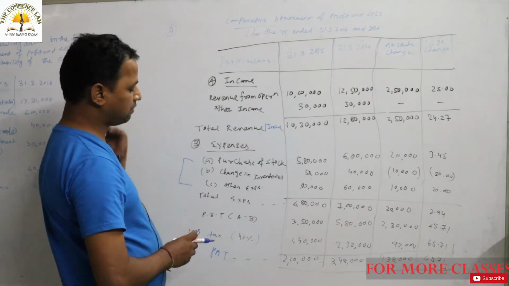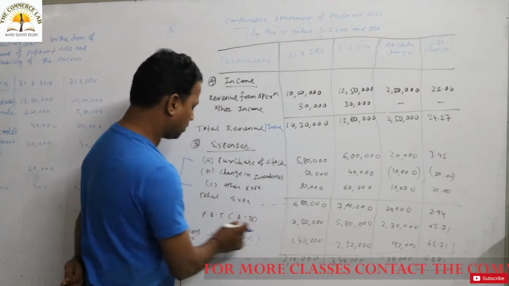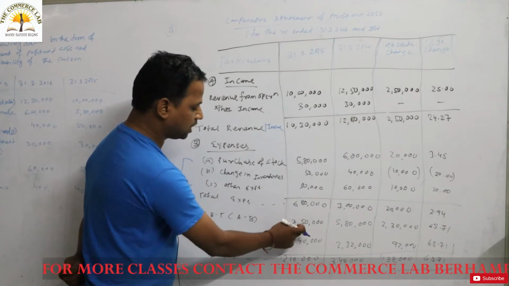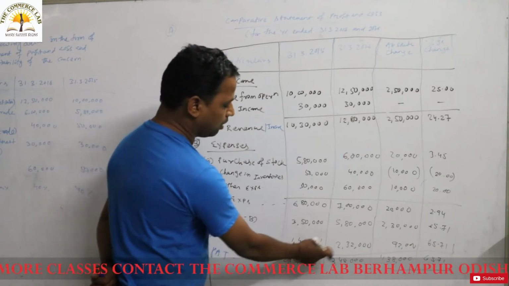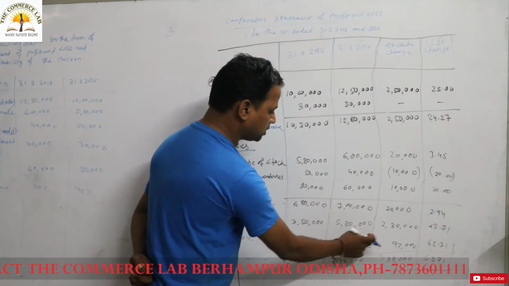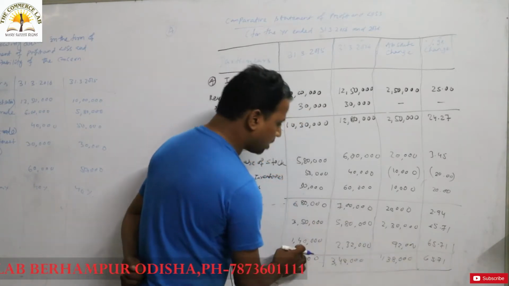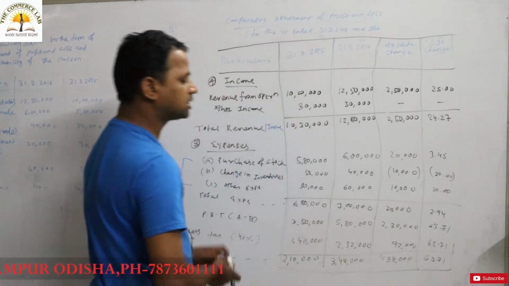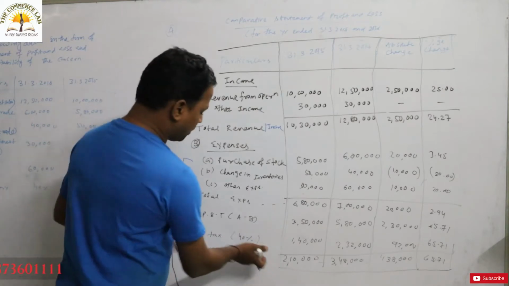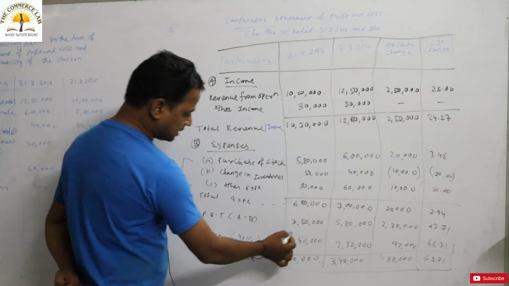Less tax is given in the question, 40%. So 40% of what? 40% of profit before tax. Okay. So 40% of 3,50,000, that is 1,40,000. 40% of 5,80,000, that is 2,32,000. How much is the change? 92,000. How much is the original? 1,40,000. 92,000 by 1,40,000 into 100, that is 65.71%.